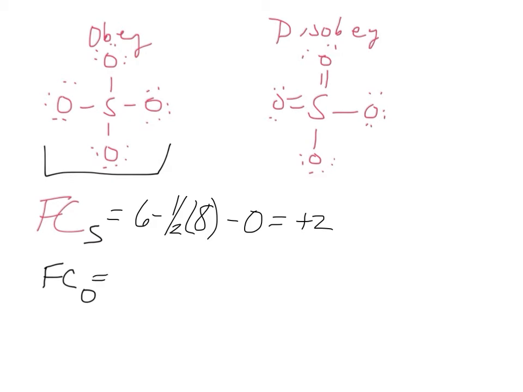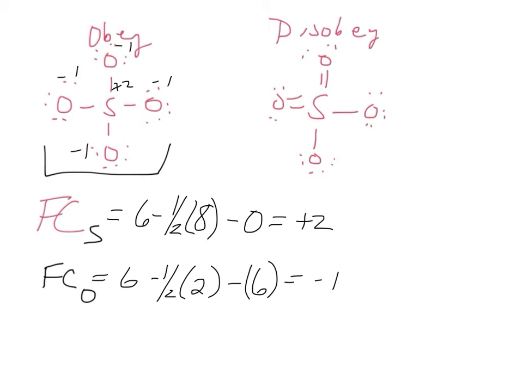Formal charge on each oxygen. Each oxygen usually has 6 minus 1/2 of the number of bonding electrons, which is 2, minus how many non-bonding electrons? 6. That gives me -1. So plus 2, -1, -1, -1, -1. Now that's good, because the sum of my formal charges must equal 0 for a molecule, or the charge of the ion. Plus 2 plus a -4 gives me a -2. Sulfate's a -2. This is a good thing. So that's for the obeying.